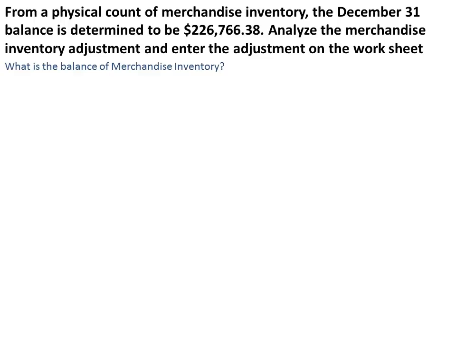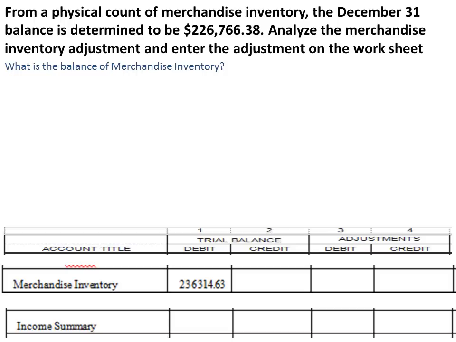So the first thing we want to do is look at this transaction up here. It says that from a physical count of merchandise inventory, the December 31 balance is determined to be $226,776.38. Analyze the merchandise inventory adjustment and enter the adjustment on the worksheet. Well, first thing is this: what is the balance of the merchandise inventory? We need to know that. Where do we find that? We find that when we go back to our worksheet in the trial balance column, and you'll see that the merchandise inventory account here is $236,314.63. That's what the beginning balance was at the beginning of this fiscal period.